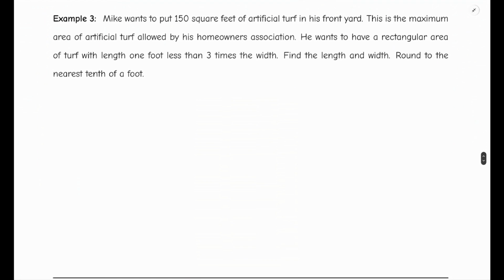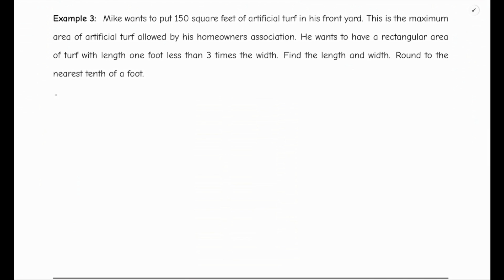Example 3. Mike wants to put 150 square feet of artificial turf in his front yard. This is the maximum area of artificial turf allowed by his homeowners association. He wants to have a rectangular area of turf with length 1 foot less than 3 times the width. Find the length and width. Round to the nearest tenth of a foot.